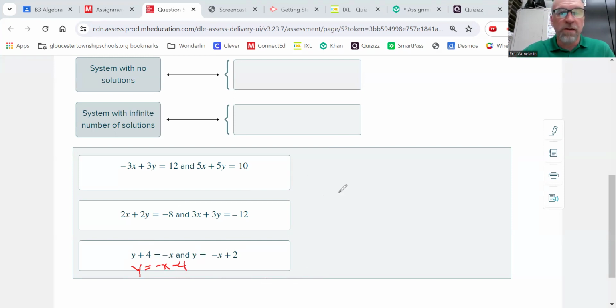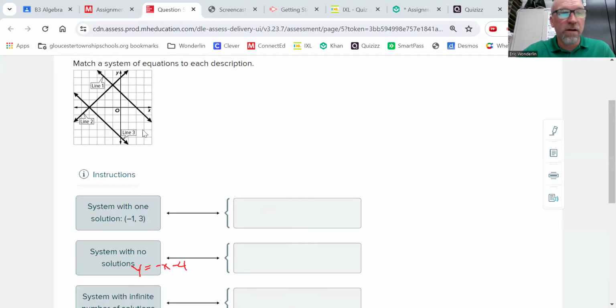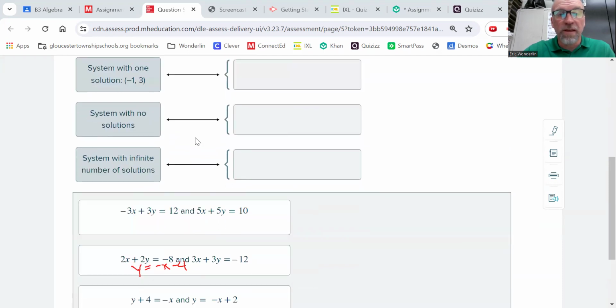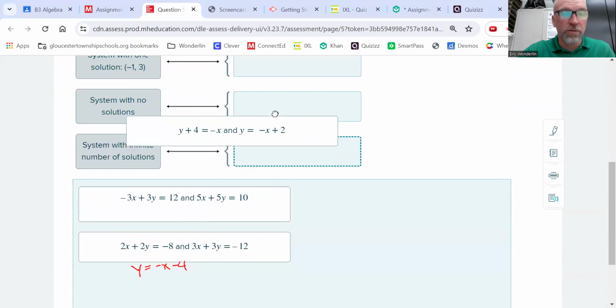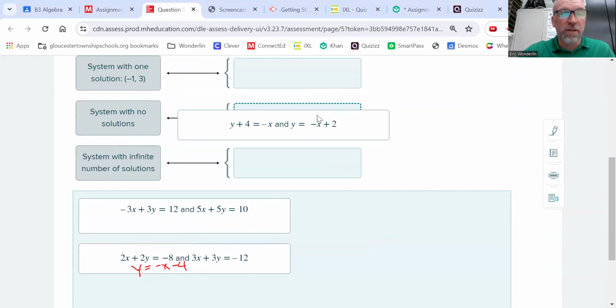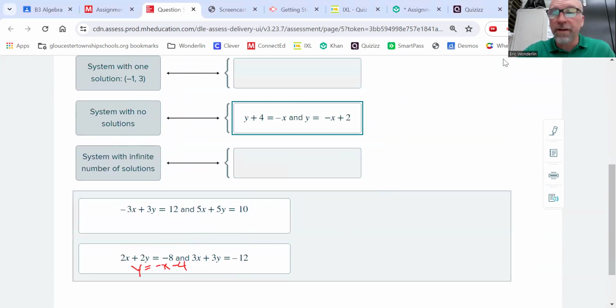Well, if I look back up here, oh, can't do that while I'm on the pen. Look back up here. There's my y-intercept of 2 and my negative x slope, my negative 1. There's my y-intercept of negative 4, my negative 1 slope. That means that this one is my no solution. Drop it in there. All right.